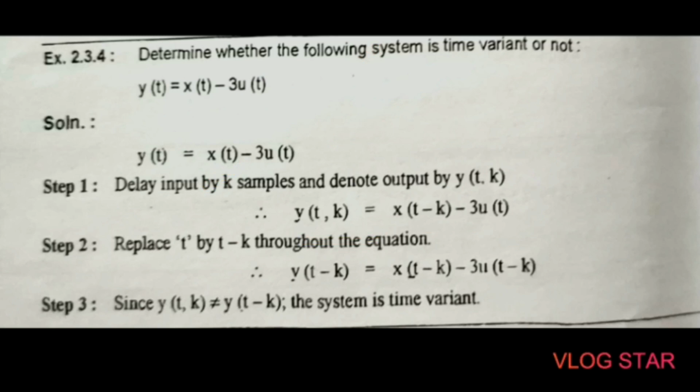In a second step, replace t by t minus k throughout the equation. So y of t minus k is equal to x of t minus k minus 3 into, again here u of t is present, so we have to shift again u of t as u of t minus k. Okay, replace that u of t as u of t minus k. In the next third step, again compare the step 1 and step 2. We will get here again they are not equal, so that's why the system is time variant.